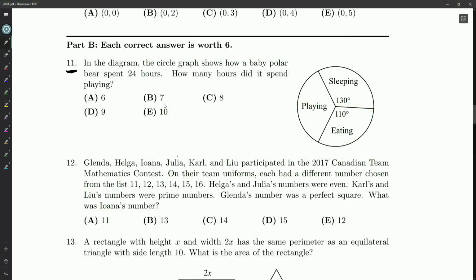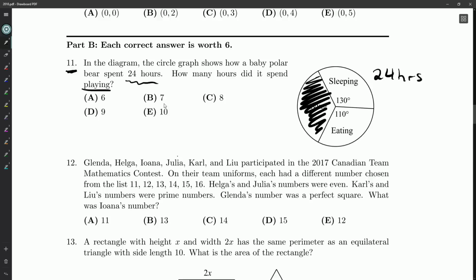Root Beer here, looking at question 11 on our 2018 Pascal. In the diagram, the circle graph shows how a baby polar bear spent 24 hours. So the whole circle represents 24 hours here. How many hours did it spend playing? So playing is this shaded area here.